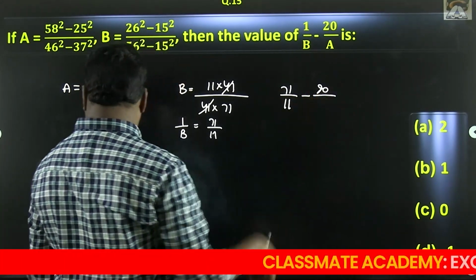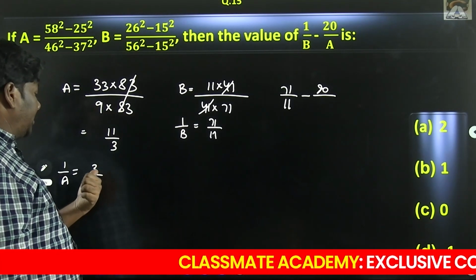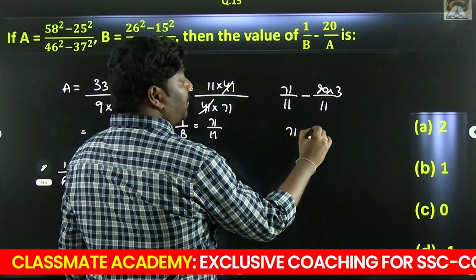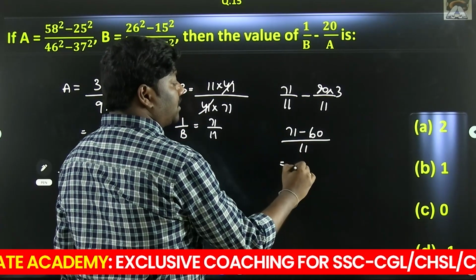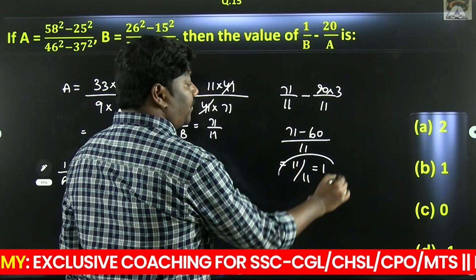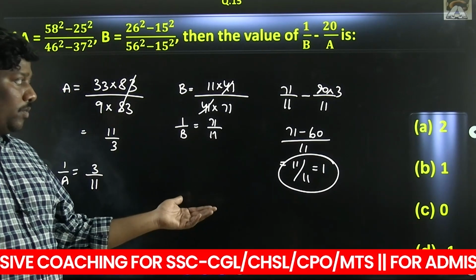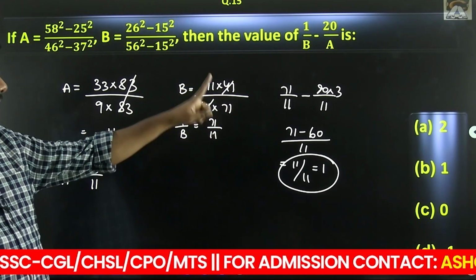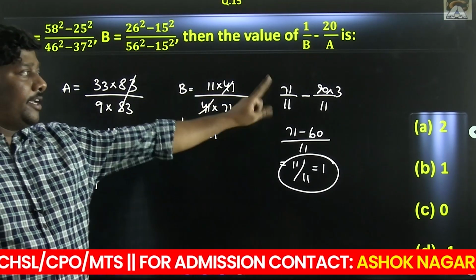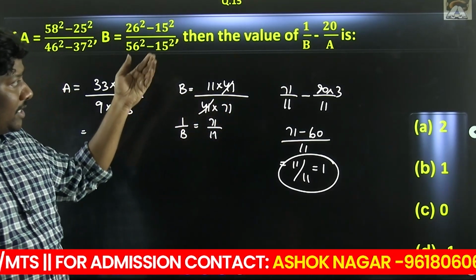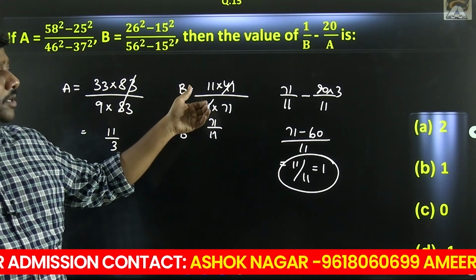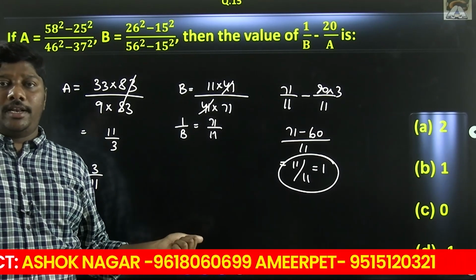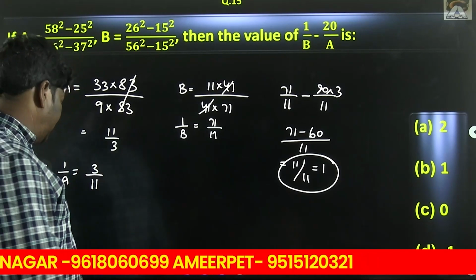20 into 3 by 11. So you can take it as into 3 by 11. 71 minus 60 by 11, which is 11 by 11, which is simply 1. Find out what is 1 by A and 1 by B, and substitute in that. 1 by B will be what? Simply 71 by 11. What is 20 by A? It is nothing but 20 into 3 by 11, that is 60 by 11. 71 by 11 minus 60 by 11 will be 11 by 11, which is simply 1.